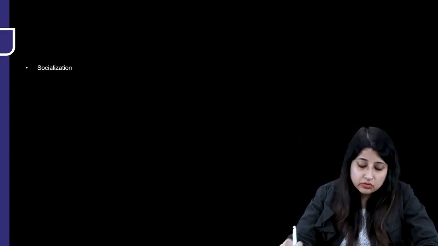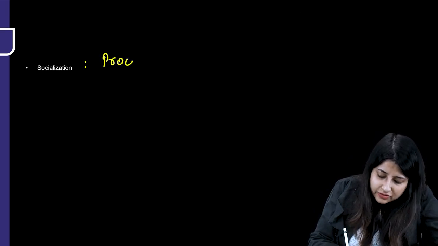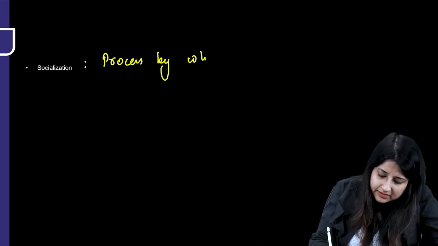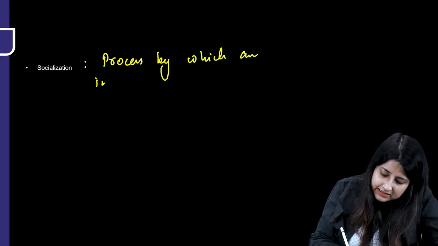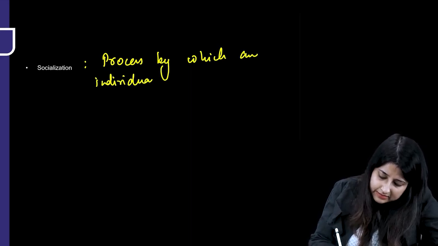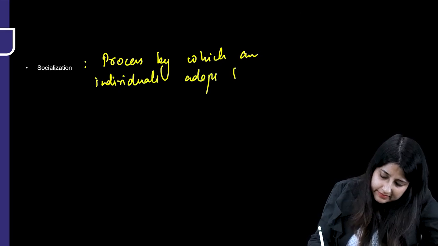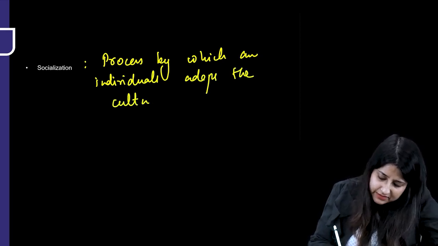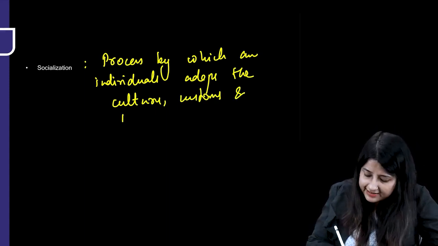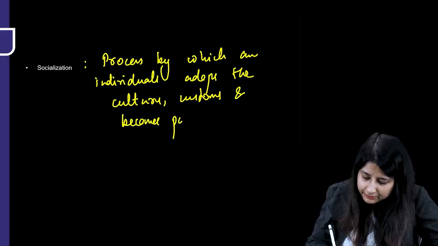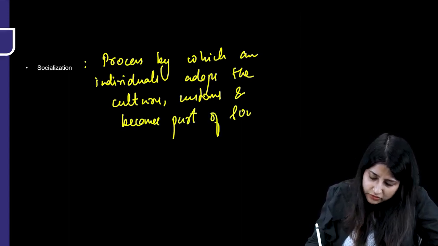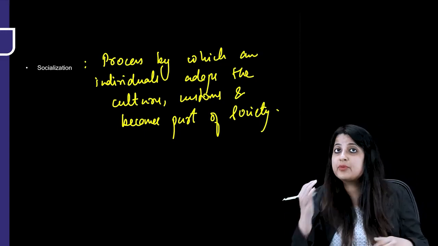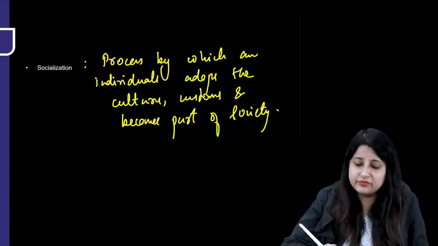So that is social structure. Socialization: are we born knowing what things we have to follow in a society? No. So socialization is the process by which an individual adopts the cultures, customs (you'll see what culture and customs are also), and becomes part of society. So what is socialization? It's nothing but a process by which an individual becomes a part of the society.